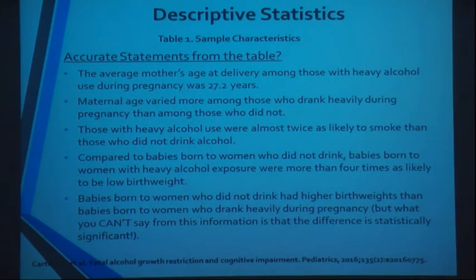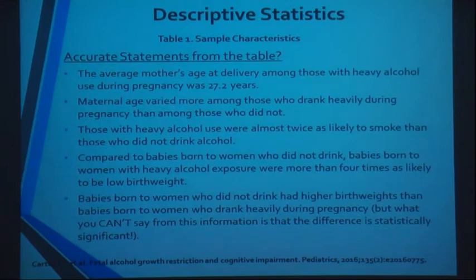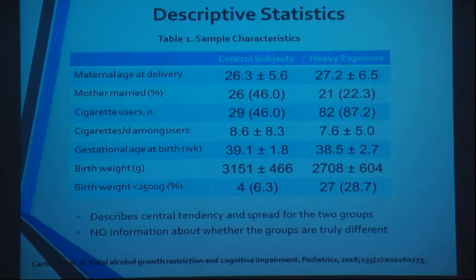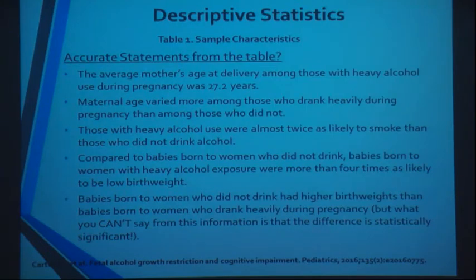Compared to babies born to women who did not drink, babies born to women with heavy alcohol exposure were more than 4 times as likely to be low birth weight. Go back. This is our bottom one here. Look at the percent, 6.3 versus 28.7. So we can make conclusions about the relative size difference. We just can't say whether or not that difference is significant. And then finally, babies born to women who did not drink had higher birth weights. This gets not just at the percentage, but the actual birth weight itself. Again, nothing about what's significant, just descriptive.